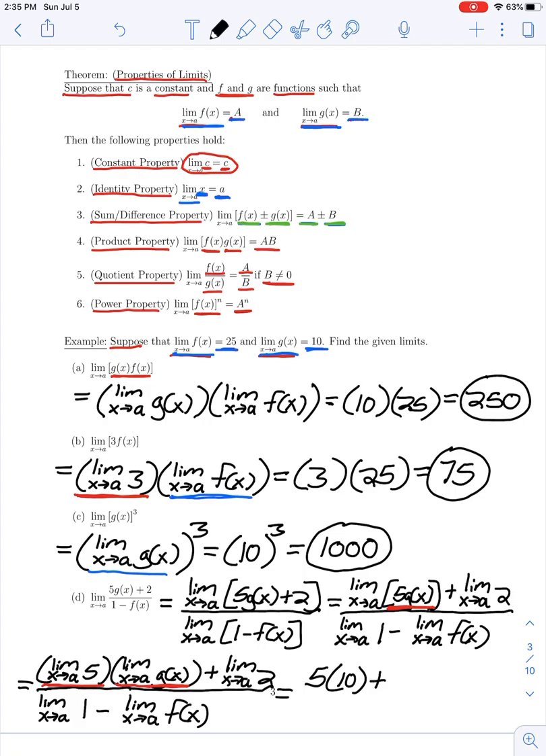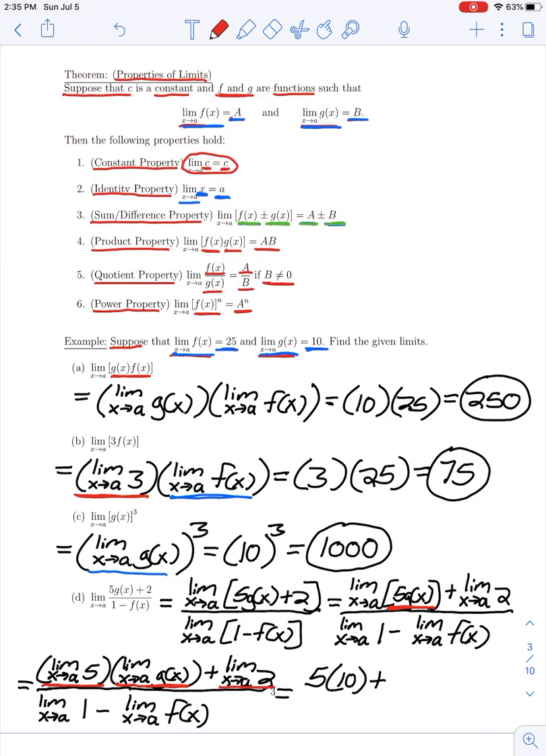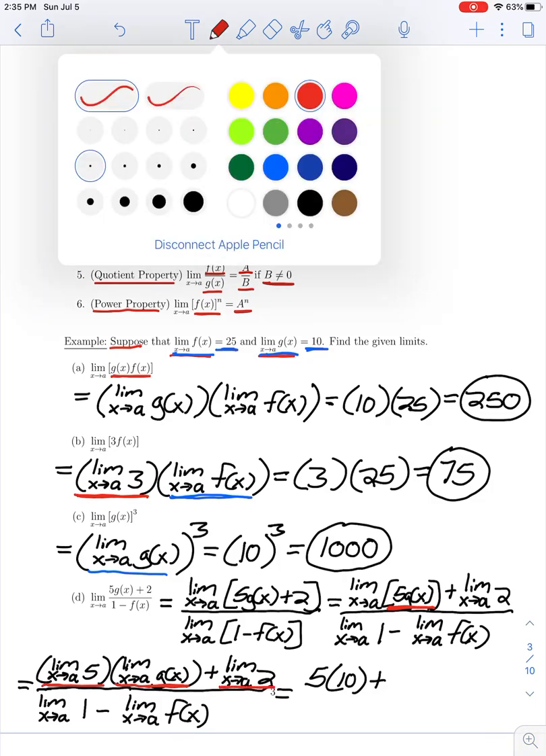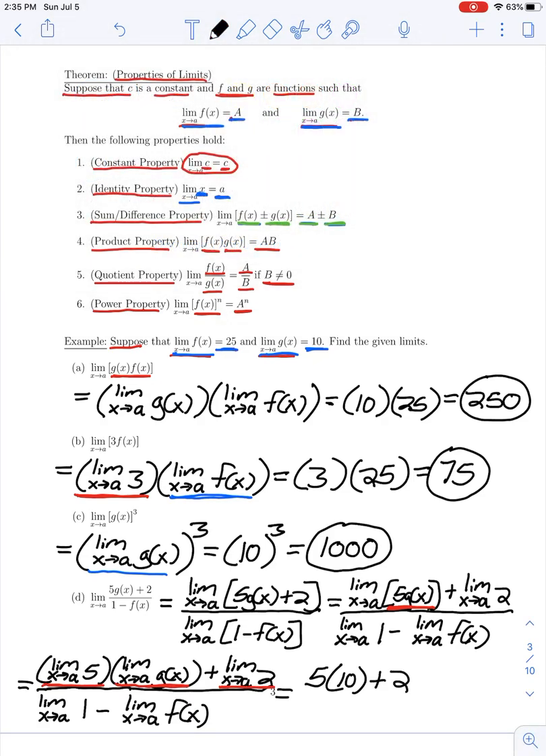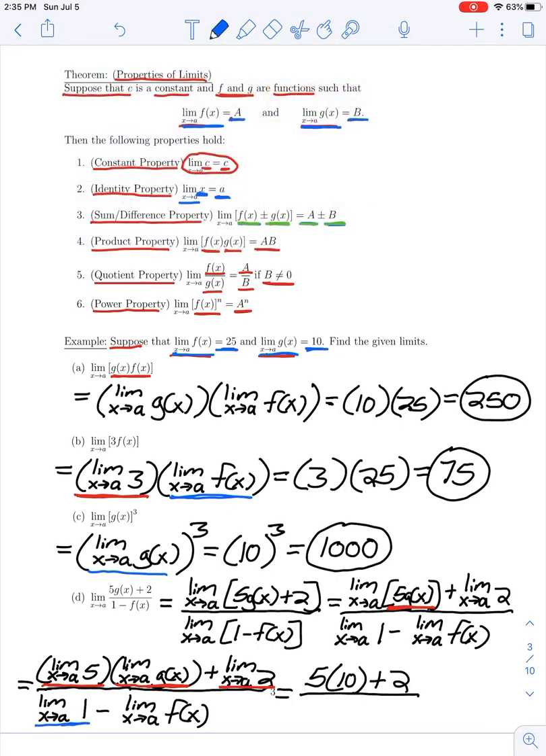Then we're adding the limit of a constant 2. So again, using the constant property, that limit is equal to whatever the constant is, in this case 2. And then we're dividing by, in our denominator, the limit of a constant 1, which is equal to 1 by the constant property. And then we're subtracting the limit as x approaches a of f of x, which in the problem statement we were told is 25.